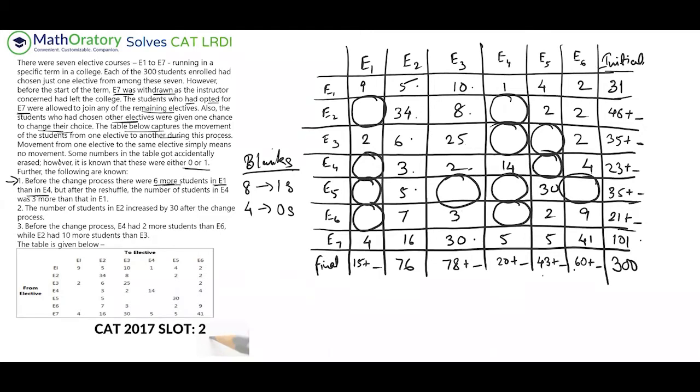So we know that initially there are 6 more students in E1 than E4. If we are comparing E1 total and E4 total in initial, E1 total is fixed, isn't it? E1 is 31. So E4 has to be 6 less than that, so it has to be 25. The 25 means that the blanks are going to be 2, and there are exactly 2 blanks. So that means this has to be 1 and this has to be 1, right? So both of these are 1. So that is done. Now, the next thing: after the reshuffle, the number of students in E4 was 3 more than that in E1. So after the reshuffle is the column total, the column of E4 and the column of E1.